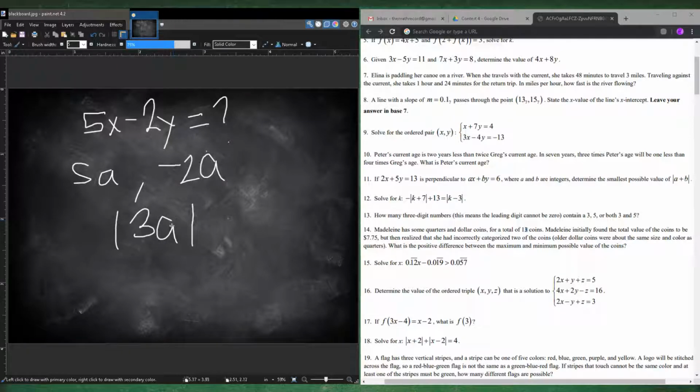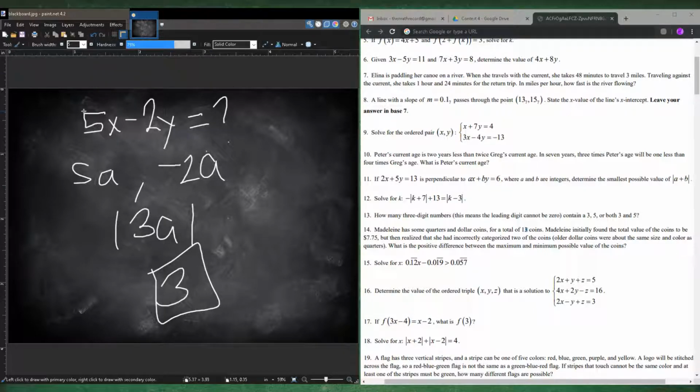So for the smallest possible value, a cannot be 0, because if a is 0, then both of them are 0. A has to be an integer, like 1, 2, 3, not 0, and it can't be a decimal, because they said a and b are integers. So the smallest possible value would be when a is either 1 or negative 1, which is basically the same case. The answer for number 11 is just 3.